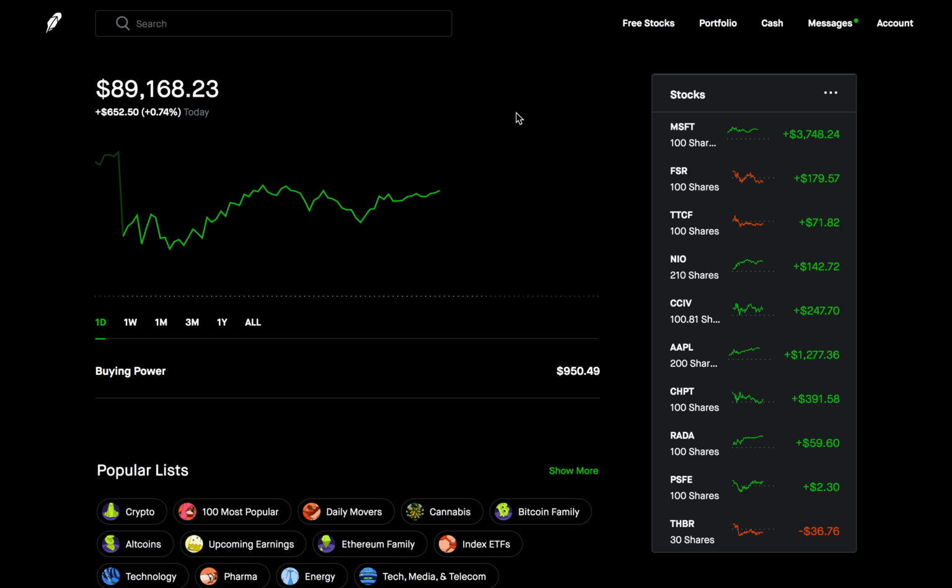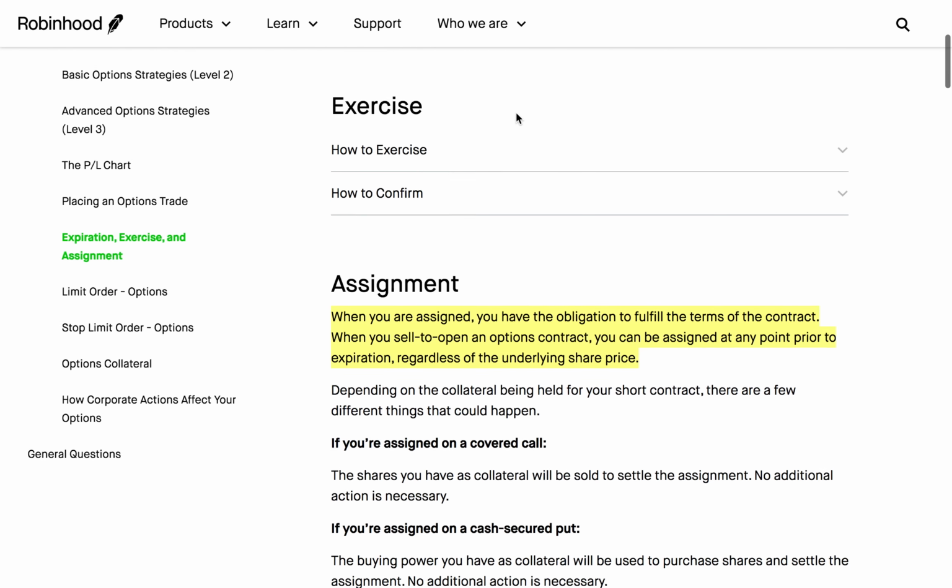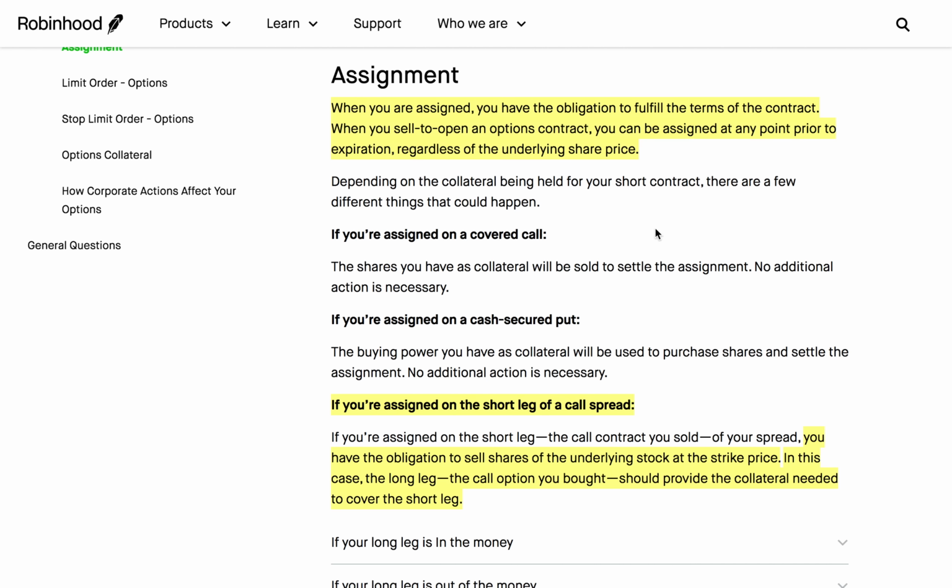Now, with that being said, let's talk about assignment risk. First of all, if you're on Robinhood, there is documentation that talks about all these things, and I'll put a link to this in the description below. Before we jump into the example, just a couple of things I want to cover quickly. When you're assigned, you have the obligation to fulfill the terms of the contract. Anytime you sell to open an options contract, assignment is possible. You can be assigned at any point prior to expiration, even if it doesn't make sense. So no matter what strategy you're using, if you're selling to open an options contract, assignment is possible.